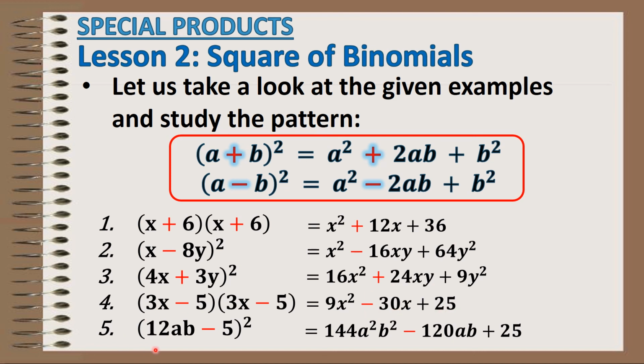For number 5, we have the quantity of 12ab minus 5 quantity squared. Square the first term, we have 12 squared, that is 144, a squared and then b squared. Then get the product of the two terms. 12ab times negative 5, that becomes negative 60ab times 2, that becomes negative 120ab. And then square the last term, negative 5, that becomes positive 25. So our answer is 144a squared b squared minus 120ab plus 25.